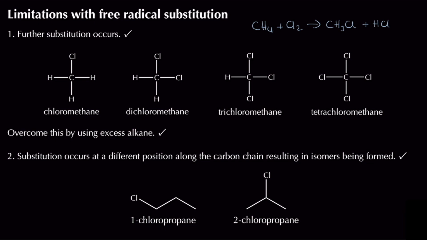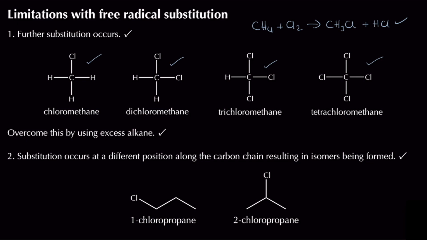Now this is the reaction that we're after. This is the molecule that we're trying to produce, but if another chlorine radical comes into contact with chloromethane, we can actually end up forming dichloromethane. If it was 2 more, we can end up forming trichloromethane. 3 more, we can end up forming tetrachloromethane. So it's going to be quite hard to produce a pure product of chloromethane, because we can end up with more substitutions taking place.